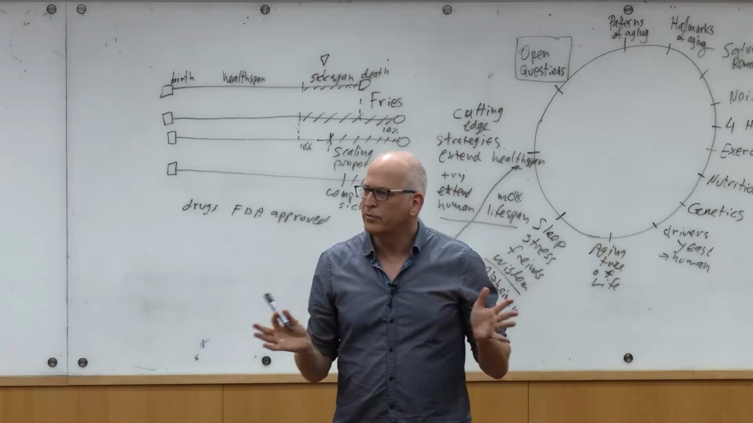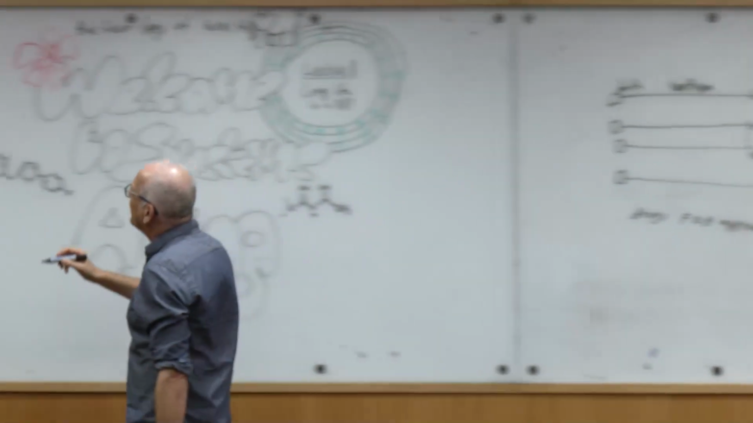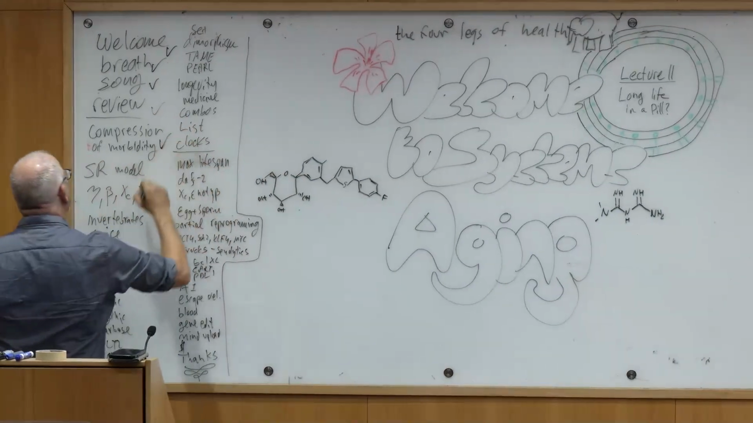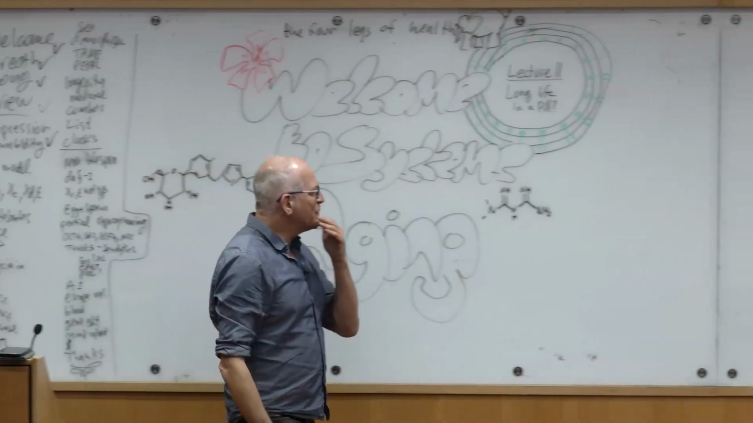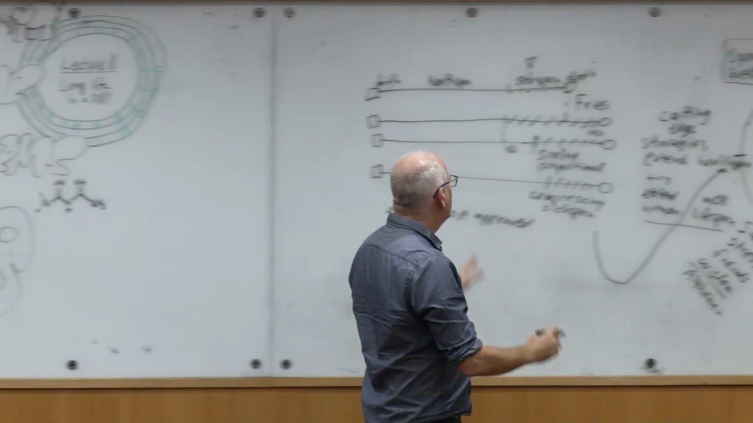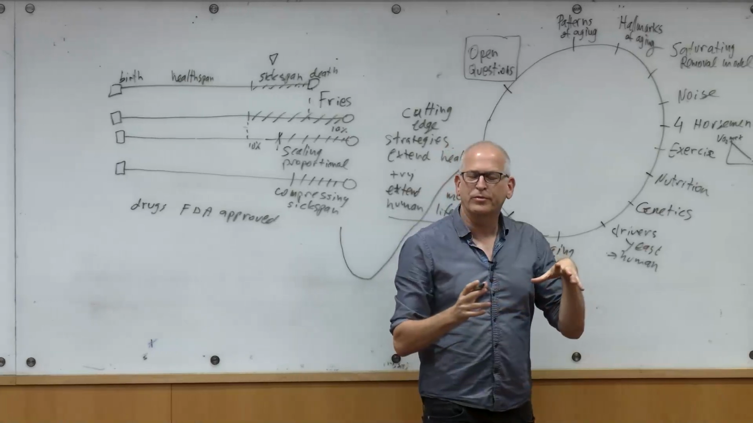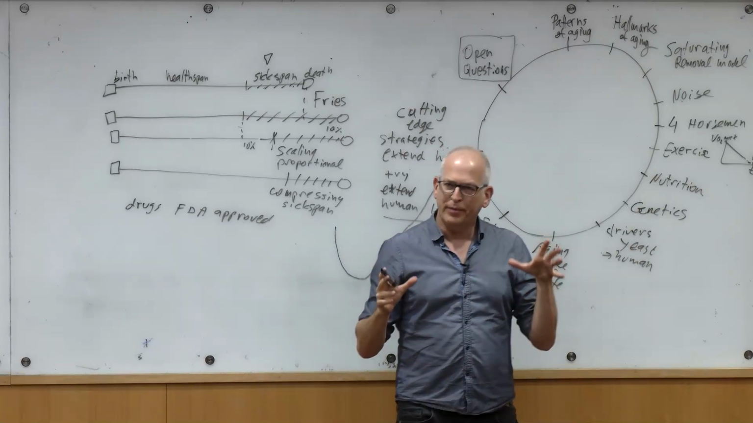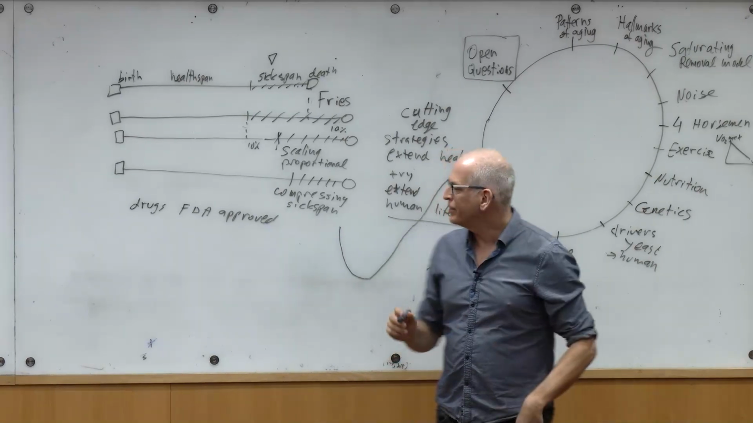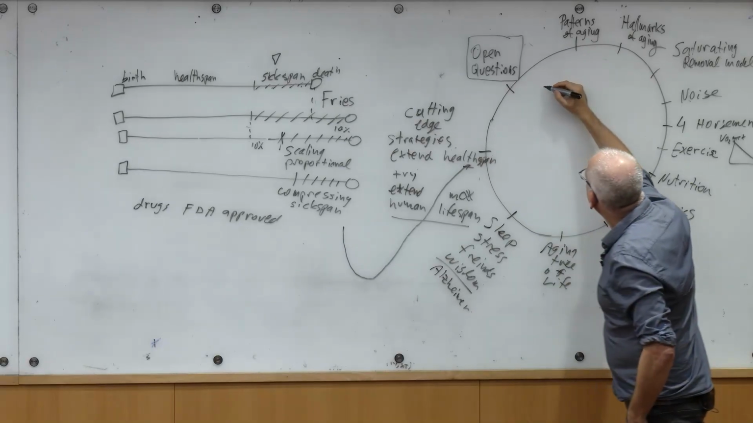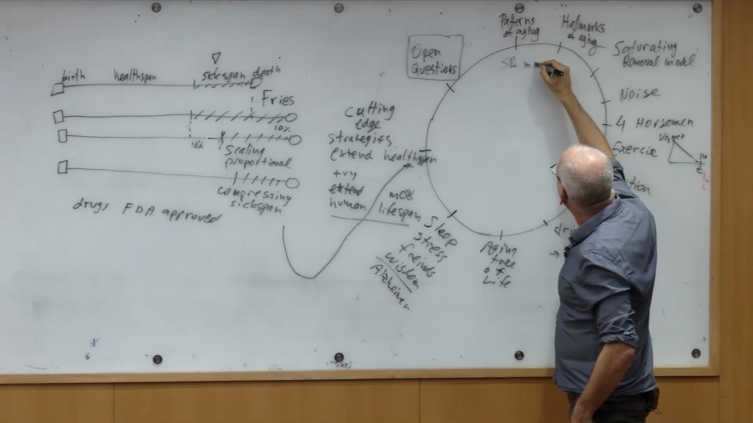And so that's a review. So we talked about compression of morbidity. So let's see how we can, of course, in this course the special thing is we have our mathematical framework. Okay, so we have our SR model.